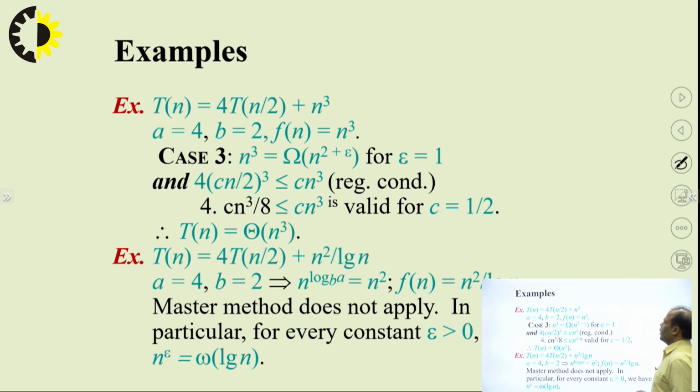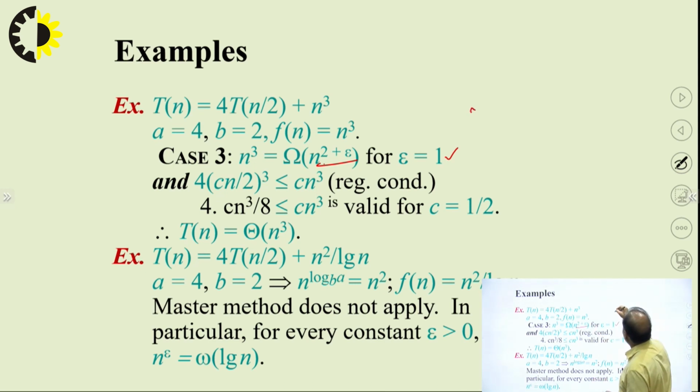Let us have an example. Now T(n) is 4T(n/2) + n cube. Look here, a is 4 and b is 2. f(n) is n cube. Now n cube is greater than or equal to n to the power 2 plus epsilon. Definitely n cube is asymptotically higher than n^(2+epsilon). We can say that epsilon equals 1. Yes, that means the first condition is satisfied.